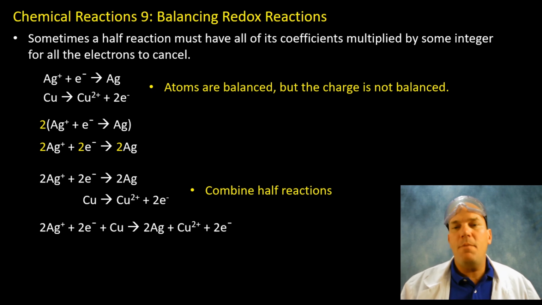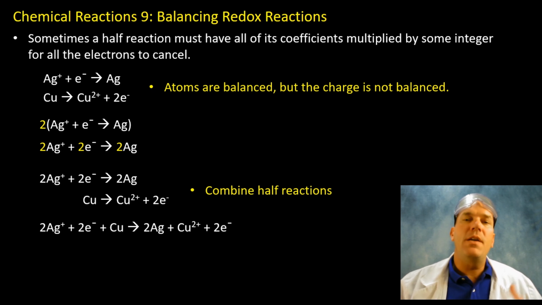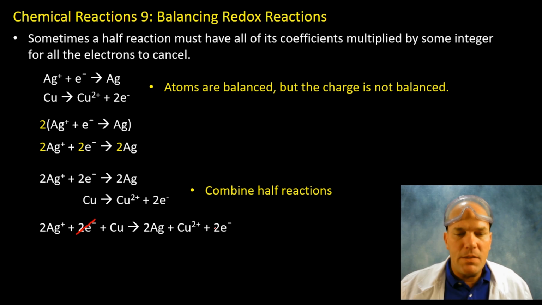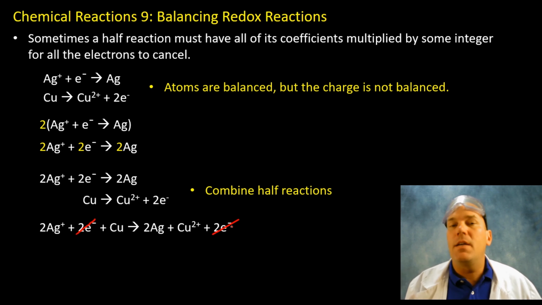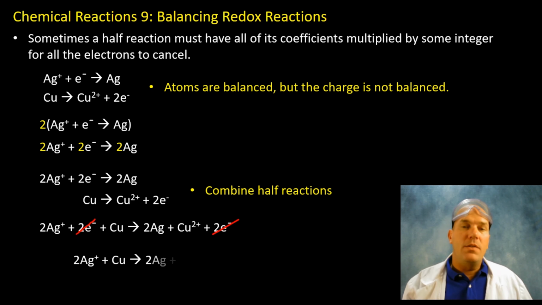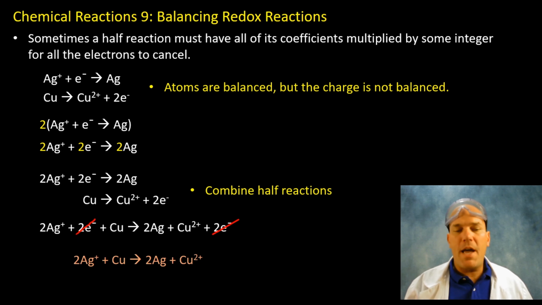We accomplish that by multiplying the reduction reaction throughout by 2, and that will enable us to then cancel out the electrons, conserving charge, conserving mass as well. So our final redox reaction is as such, and as you can see, again, we've accomplished this by multiplying one of the reactions by some integer to enable us to conserve charge, and we've conserved mass as well.